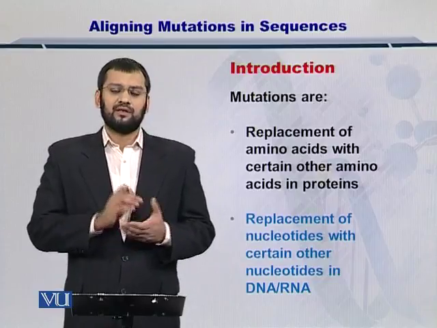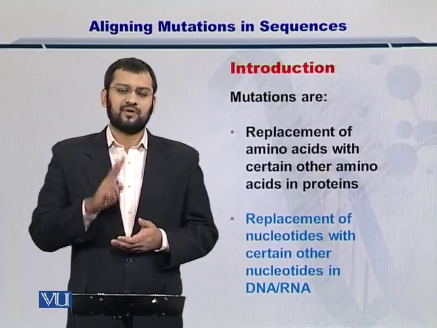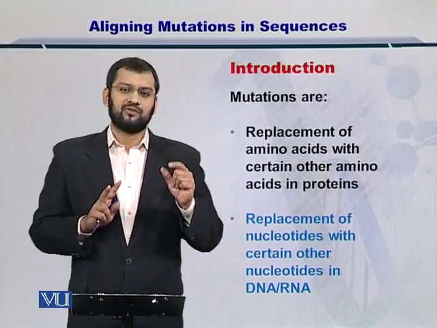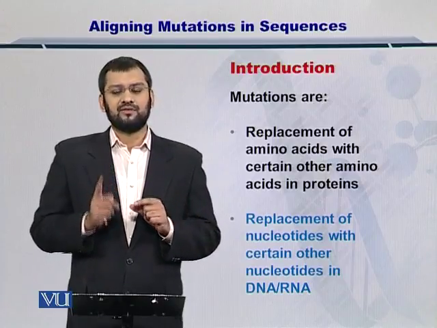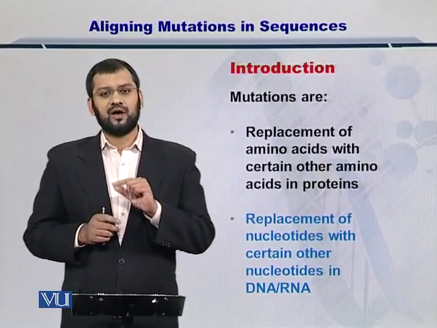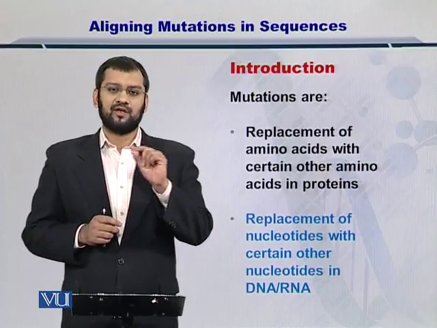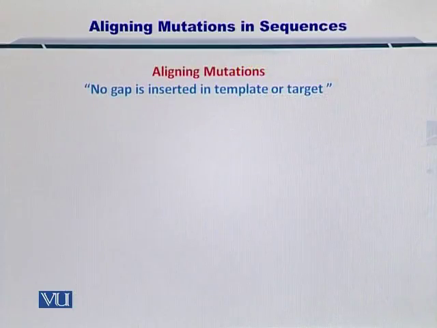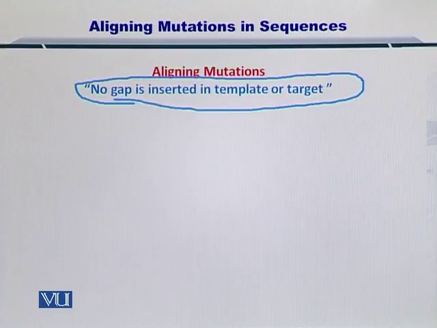Simply, the mutation can be of two types. One is in the case of proteins, where an amino acid is replaced by another amino acid. The second case is the DNA or the RNA, where a nucleotide is replaced by a different nucleotide. So while aligning mutations, what we need to do, as shown here, is, unlike the insertions and deletions, we do not insert a gap in the template or the target.